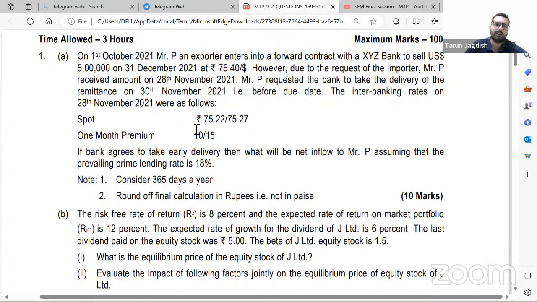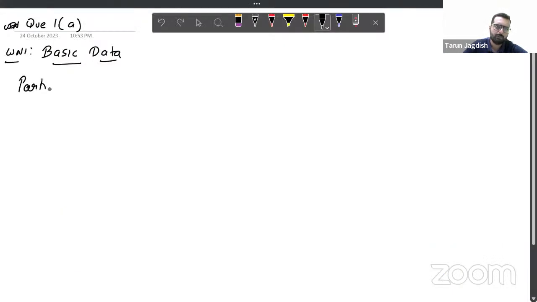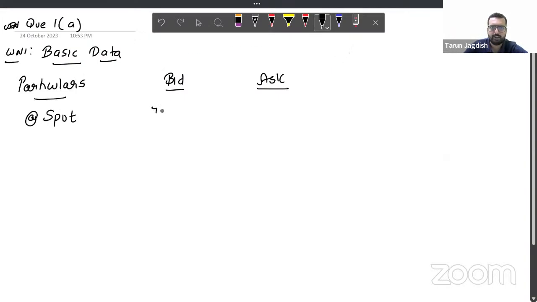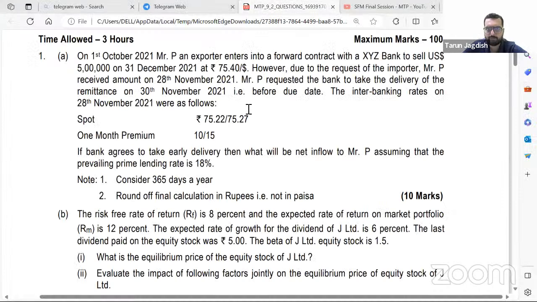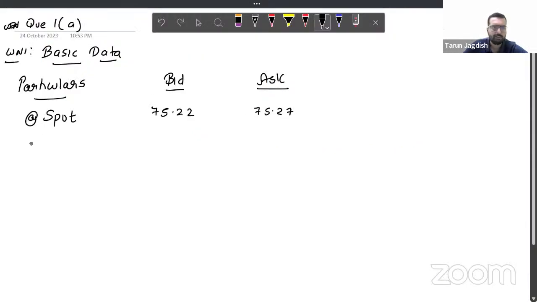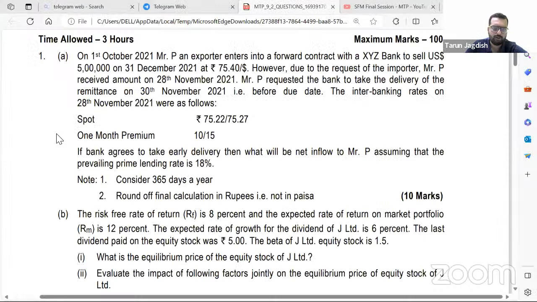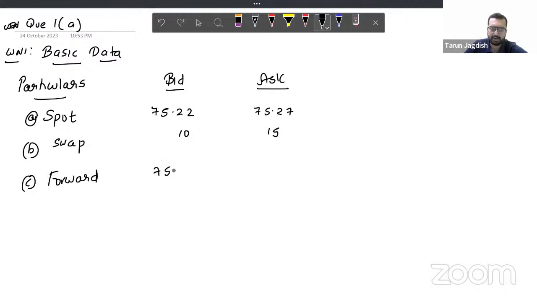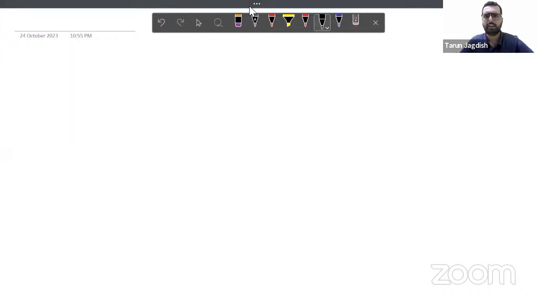We'll put the spot rate and find out the forward rate first. Particulars, bid rate, ask rate, spot. What is the spot rate? 75.22, 75.27. What is the swap points they have given over here? 10, 15. Ascending or descending? Ascending. Add or subtract? Add. Okay. These are the rates that you are going to get. Once I put the rates, then I'll draw a diagram.